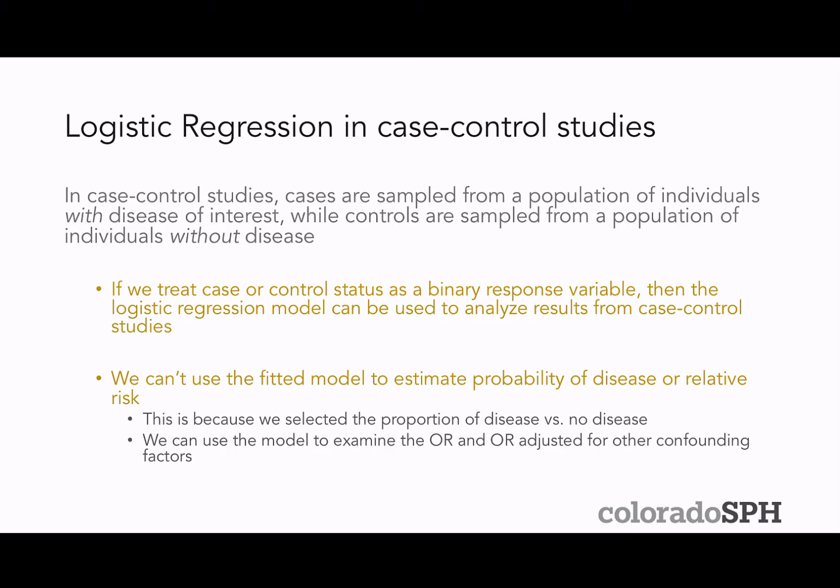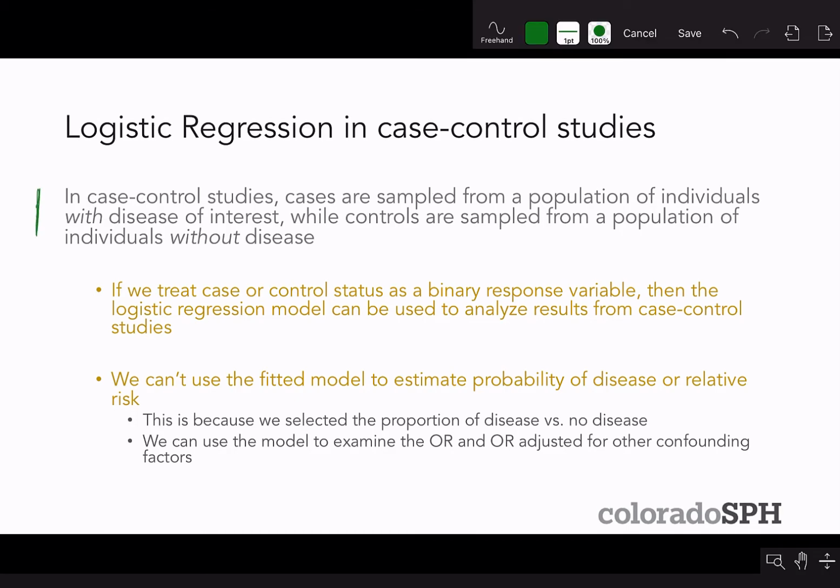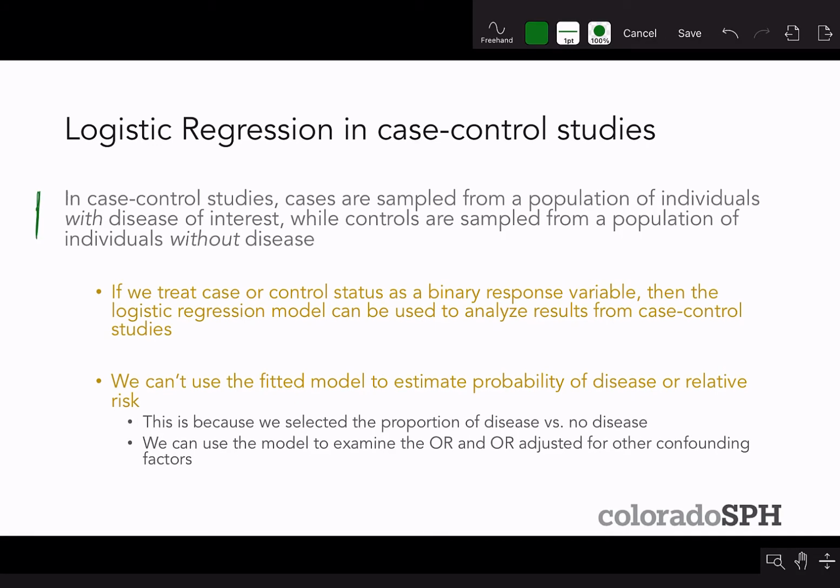However, we can still use logistic regression in case control studies to get the odds ratios. If we treat case or control status as a binary response variable, then the logistic regression model can be used to analyze results from case control studies. We just can't use the fitted model to estimate the probability of disease or relative risk.